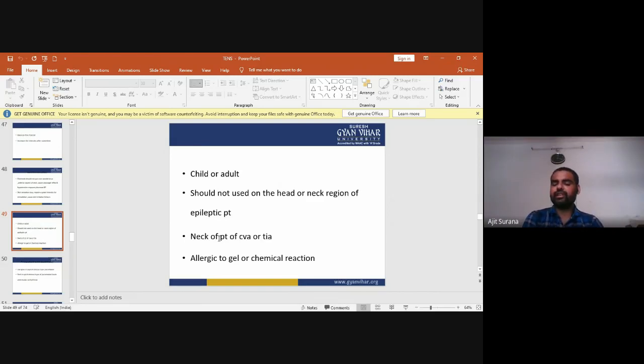Patients who have an allergy to the gel or a chemical reaction: in these types of patients, we cannot apply TENS.